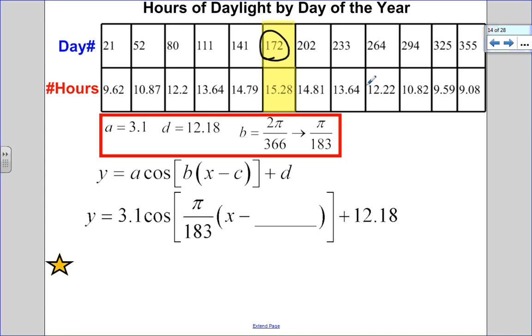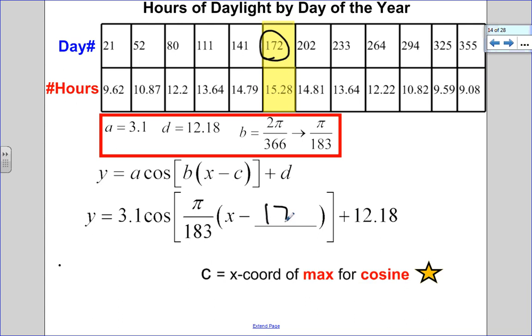So I'm going to keep my a value positive because I'm starting on a max, and my c value is going to be the x coordinate of that maximum point. So for cosine, the max is at 172 and 15.8. The c value will just be the x coordinate of that, which is 172. Remember, you always want the smallest shift, so that looks to be a good equation.